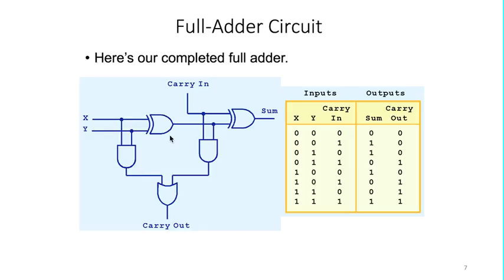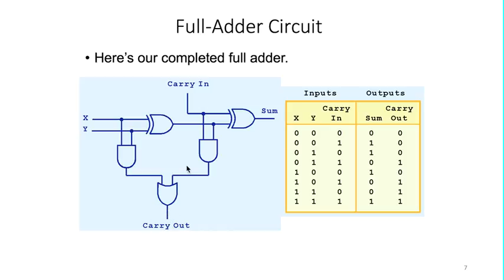The first half adder is used to take the inputs x and y, and the output of the first half adder is combined with the carry in bit and fed into the second half adder. Okay, so this is the first half adder right here. This is the second half adder right here, and the carry outs of the two half adders are combined through the OR gate to create the carry out bit of the full adder.